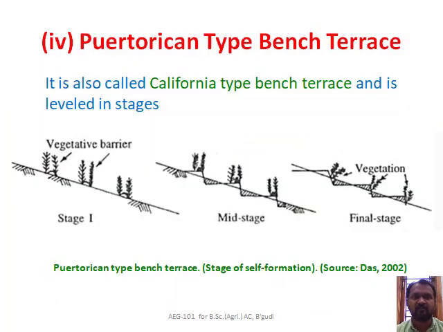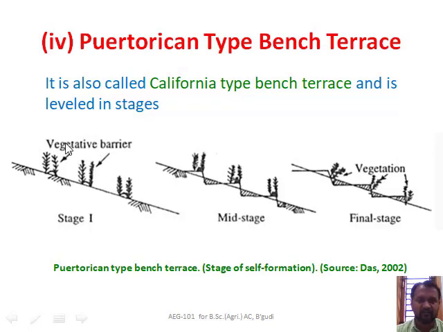Then we have the next type of bench terrace, the Puerto Rican type. This type of bench terrace is also called the California type bench terrace. It is done in level stages, and it is completely made up of vegetation or different plantations. We have to plant the vegetation or plants on the contour lines like this. When we plant the plants here as a barrier, the soil from the upside will scour down and be stored at this side in the different stages.